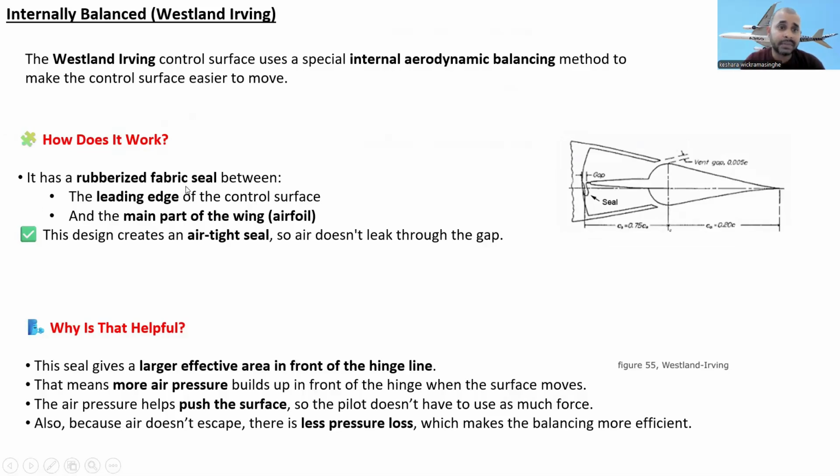It has a rubberized fabric seal between the leading edge of the control surface and the main part of the wing aerofoil. Here is the rubberized seal. This design creates an airtight seal, so air doesn't leak through the gap. So why is that helpful? This seal gives a large effective area in front of the hinge line, which means more air pressure builds up in front of the hinge when the surface moves.